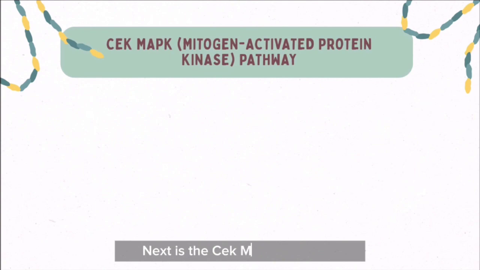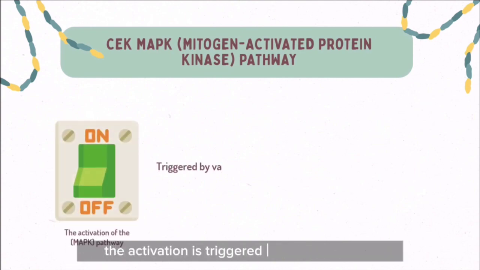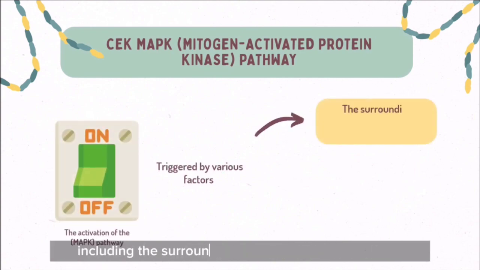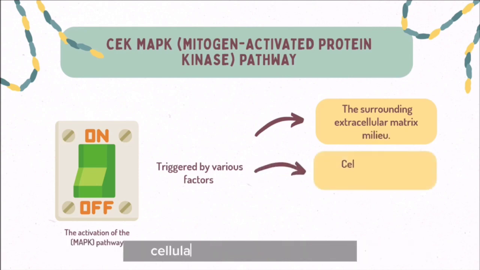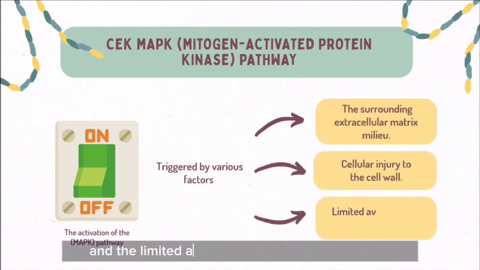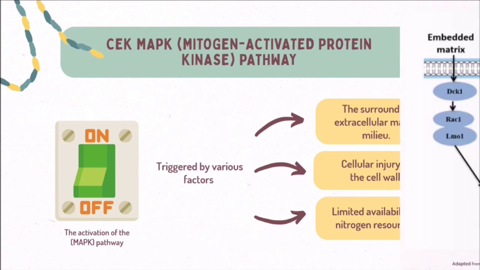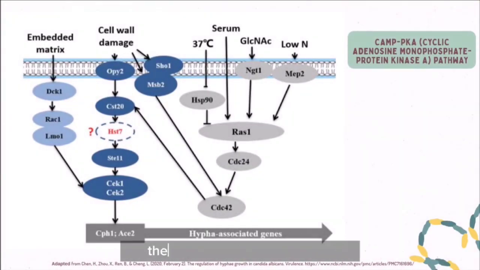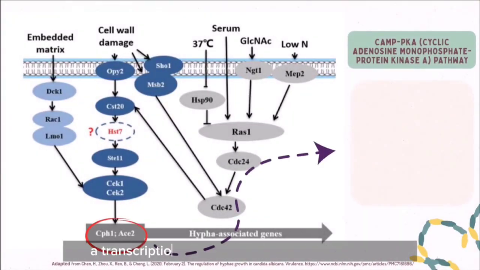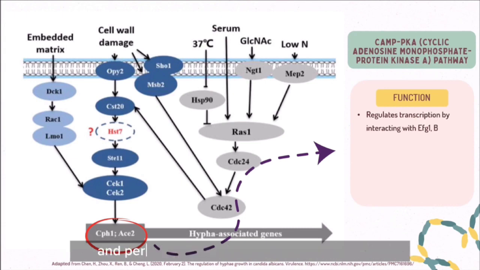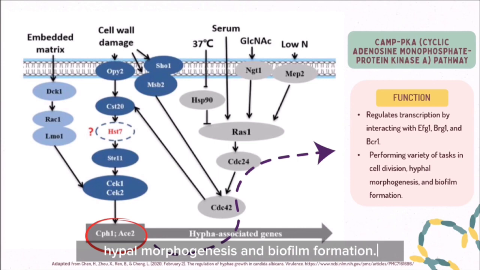Next is the CEK-MAPK pathway. The activation is triggered by various factors, including the surrounding extracellular matrix milieu, cellular injury to the cell wall, and the limited availability of nitrogen resources. When triggered, the pathway produces ACE2, a transcription factor that regulates transcription and performs a variety of tasks in cell division, hyphal morphogenesis, and biofilm formation.